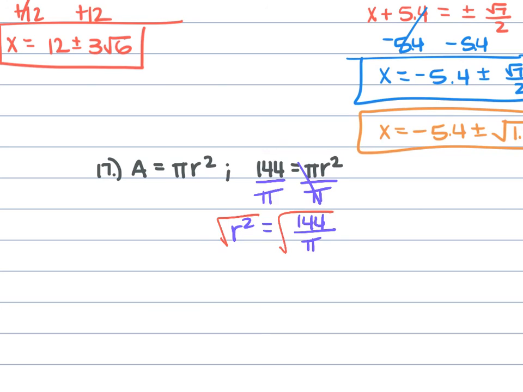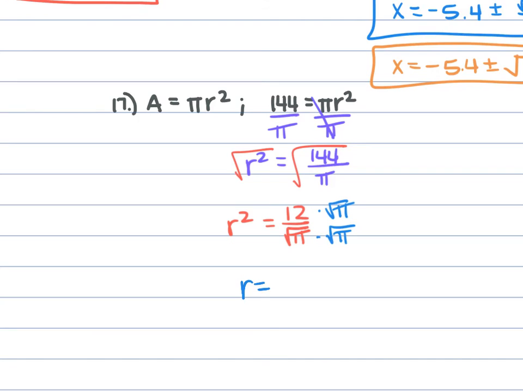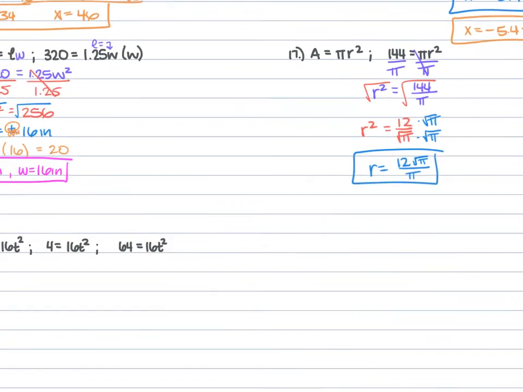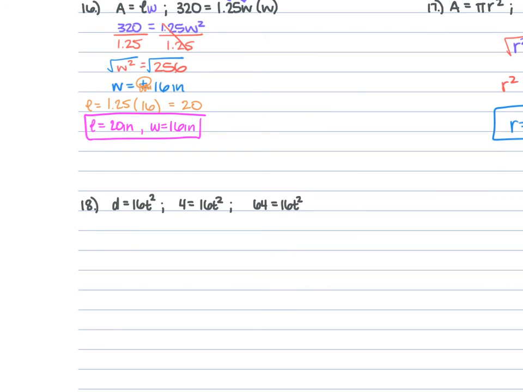You know the square root of 144 is 12. So that's r is equal to 12 over the square root of pi. If you multiply top and bottom by the square root of pi, you're going to have your radius is 12 square root pi over pi. Okay, again, I'm not worried about you really knowing how to do this one because we haven't gone through circles or anything else like that yet. So these are just extra practice problems.